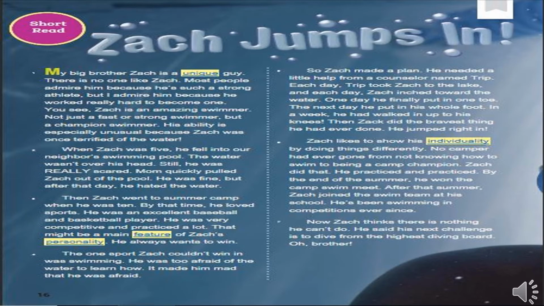That might be a main feature of Zach's personality. He always wants to win. The one sport Zach couldn't win in was swimming. He was too afraid of the water to learn how. It made him mad that he was afraid. So Zach made a plan. He needed a little help from a counselor named Trip. Each day Trip took Zach to the lake, and each day Zach inched towards the water.